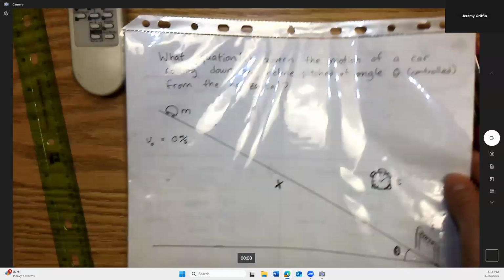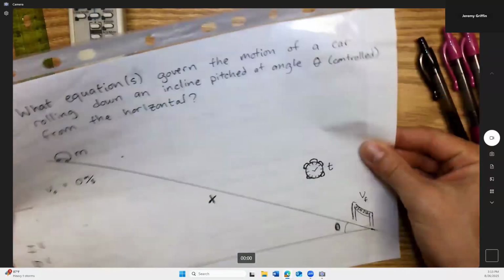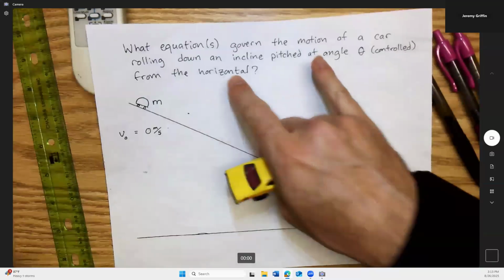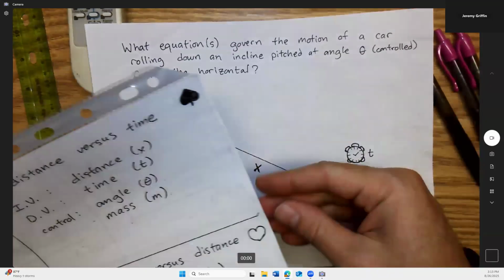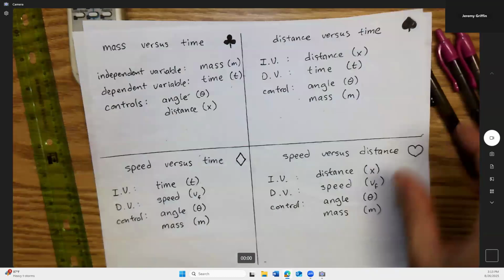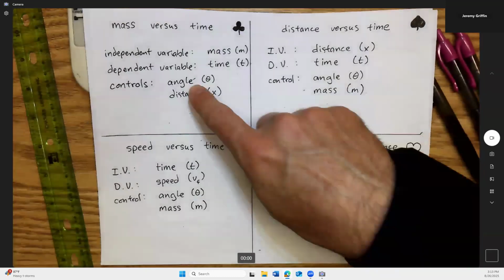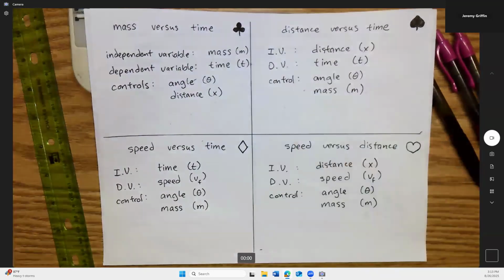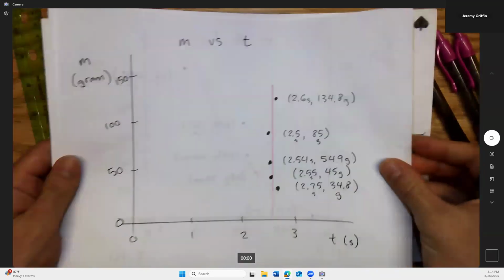All right, so you guys have this lab. You were sending Hot Wheels cars down the incline, trying to figure out what equation or equations could govern the motion of the car. I split you into experimental groups, and yesterday we put together the graphs for mass versus time, distance versus time, and speed versus time. Here's a recap.